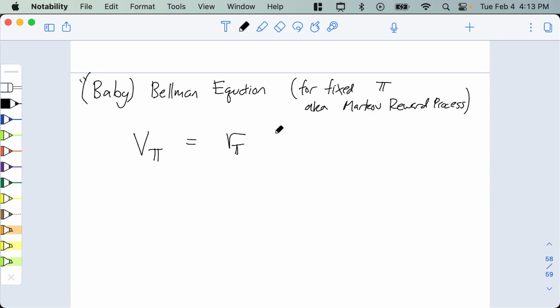Does it depend on pi? Yeah, I guess it does. Plus m, and m depends on pi, v pi. So what are these things? I'm going to write them as vectors. I mean, really, they are functions.